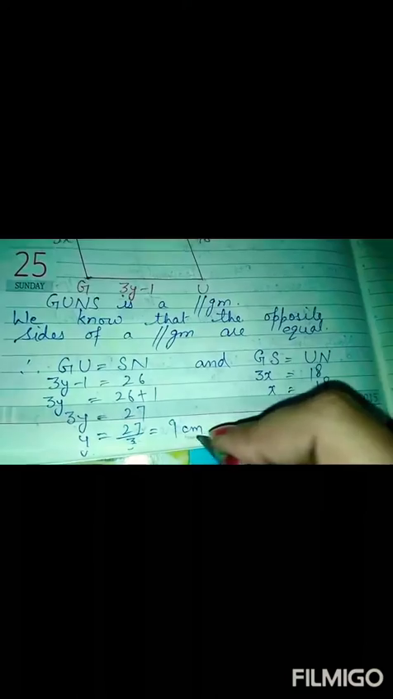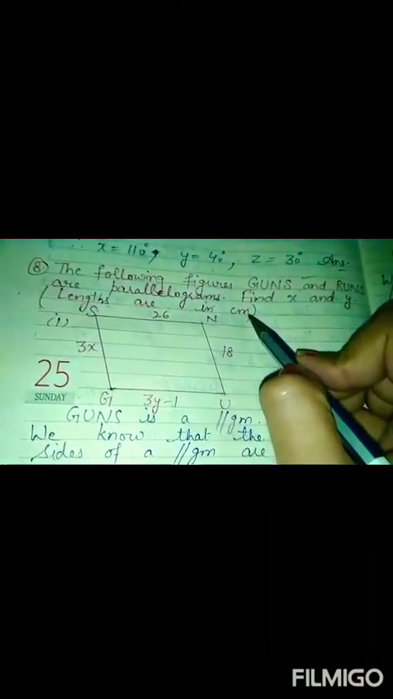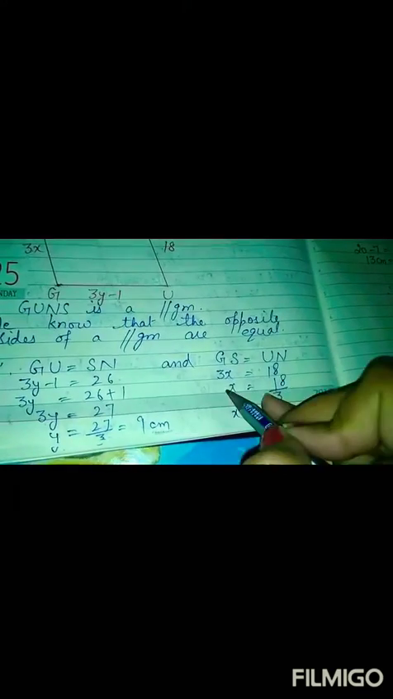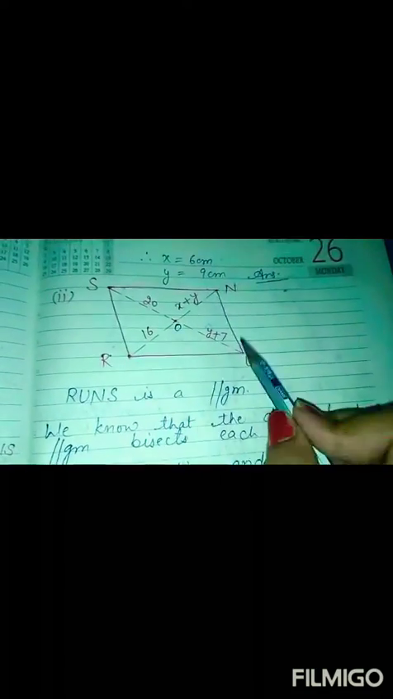Centimeter, why we write here centimeter? Because it is given that lengths are in centimeter. Similarly, GS equal to UN, then 3x equal to 18, x equal to 18/3, x equal to 6 centimeter. Therefore, value of x is 6 centimeter and y equal to 9 centimeter. That is the answer. Next is part number 2.